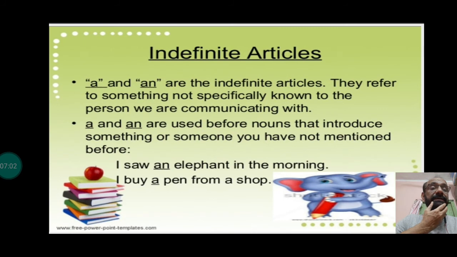Now we talk about indefinite articles. A and an are the indefinite articles. They refer to something not specifically known to the person we are communicating with. A and an are used before nouns that introduce something or someone you have not mentioned before. I saw an elephant. I buy a pen from a shop.